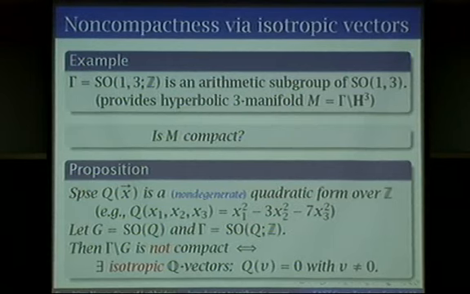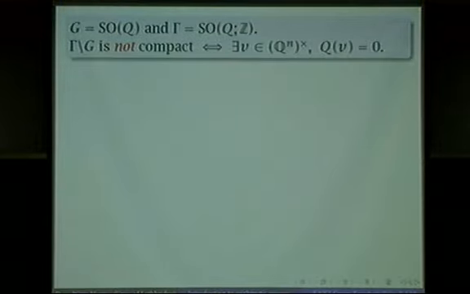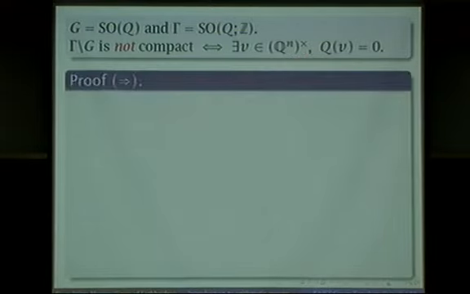This is not obvious, so I want to actually prove this. I think I just copied the statement over. G mod gamma is not compact if and only if there's an isotropic Q vector: a vector with rational coordinates whose value under the quadratic form is 0. I won't do both directions this time. Let me just do one of them. If G mod gamma is not compact, then there's an isotropic vector. That's what I'm going to do.